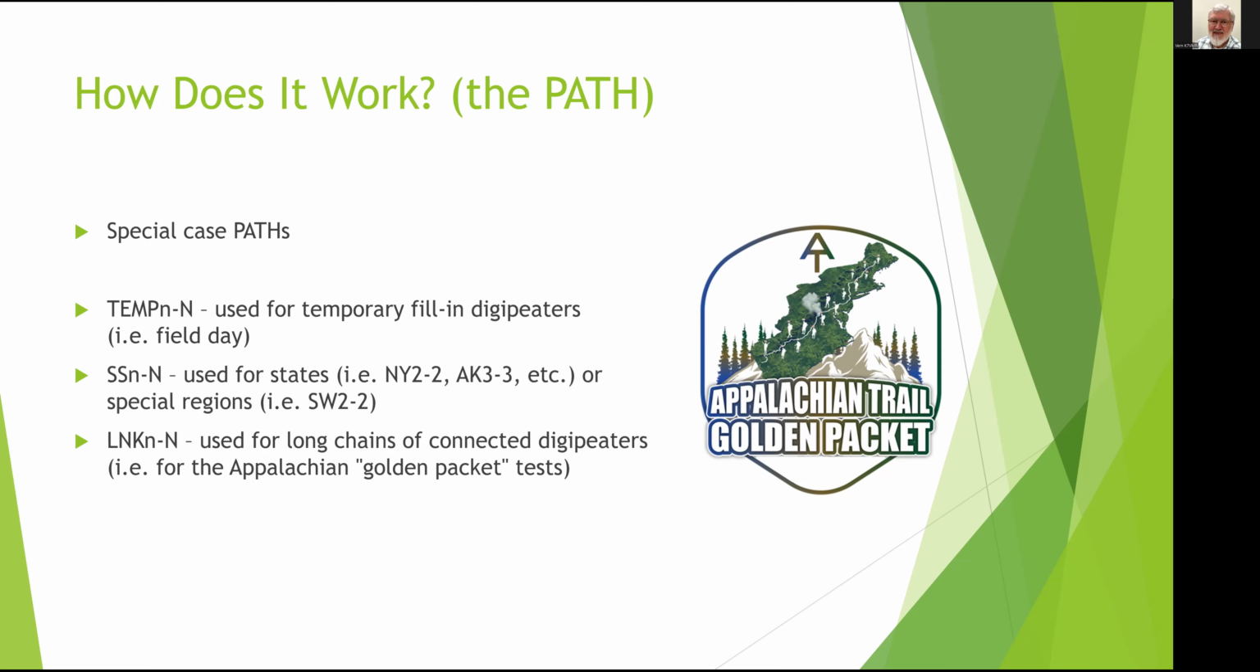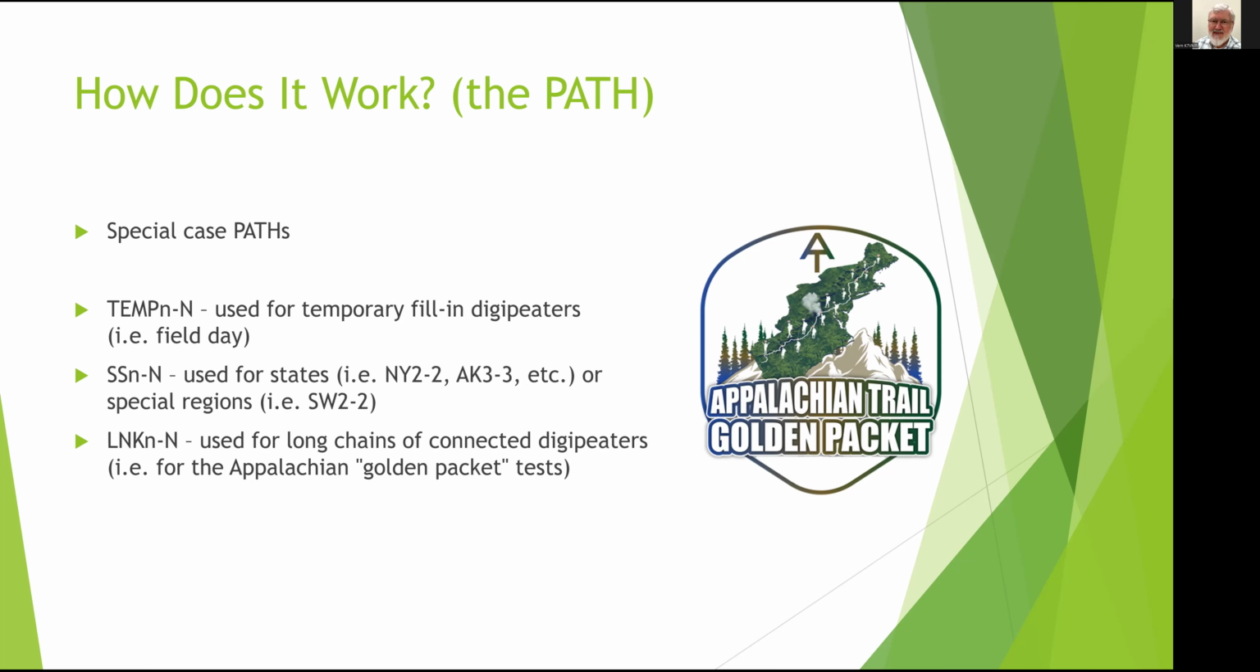And then the other one is LINK, and that is typically used for long chains of connected digipeaters. There's an event every year called the Appalachian Trail Golden Packet. And what they do is they get people up on mountain peaks along the Appalachian Trail with portable digipeaters using this link path. And the goal is to send a packet from one end of the mountain range all the way along to the other end of the mountain range, and be able to send APRS packets back and forth across this long chain. Yes, Paul?